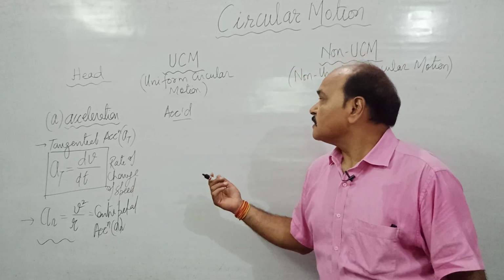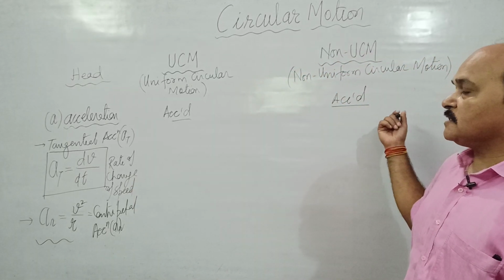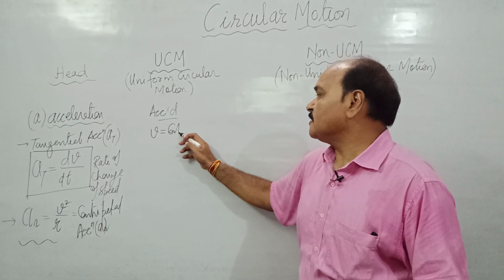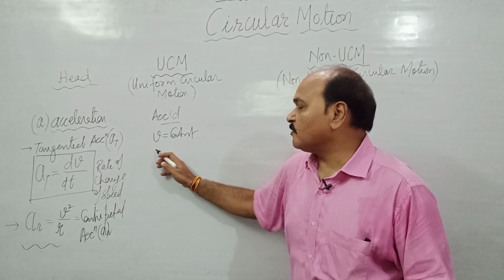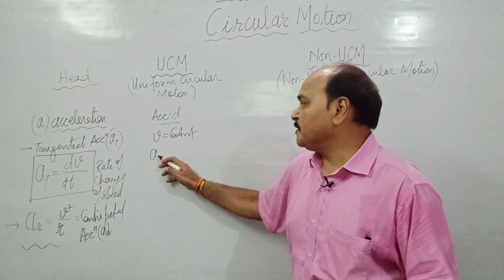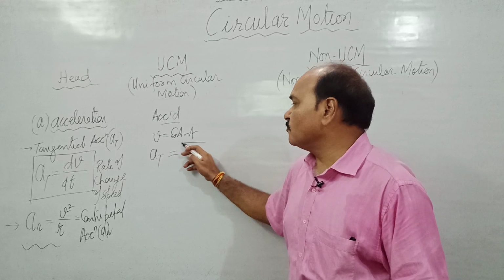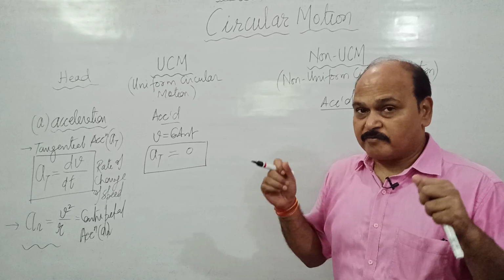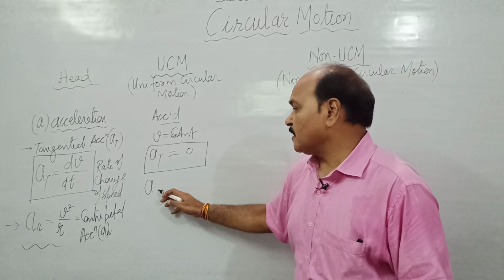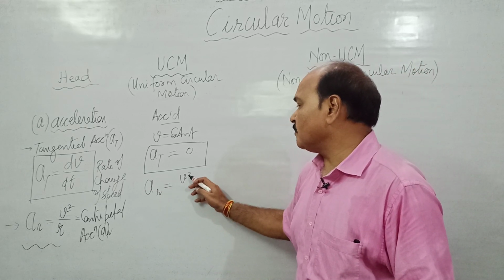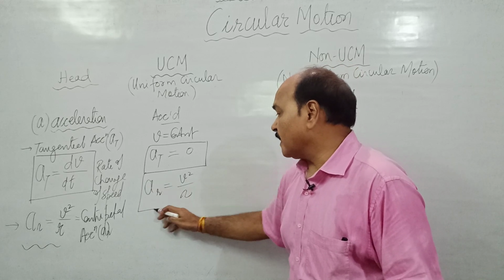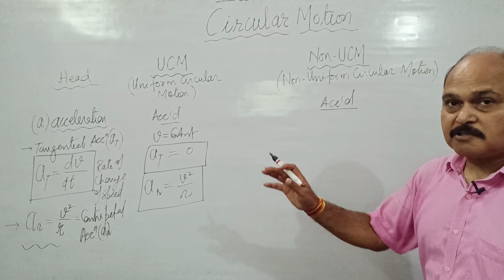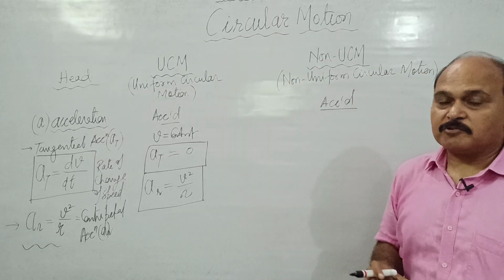As far as UCM and non-UCM are concerned, in UCM, since the speed is a constant, the rate of change of speed is going to be 0. So there is no tangential acceleration in uniform circular motion, but we do have centripetal acceleration, that is v square by r. We are writing down this formula directly and we'll work it out in detail. This is just the overview of the circular motion.